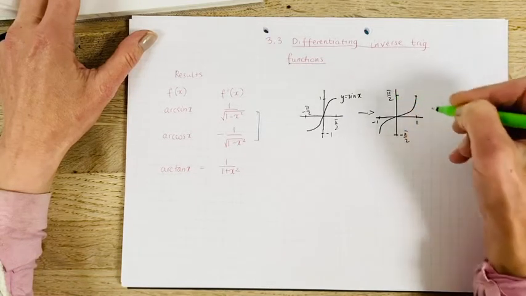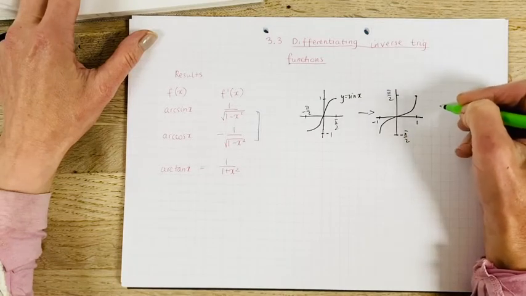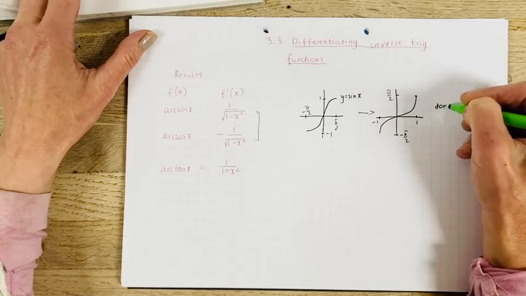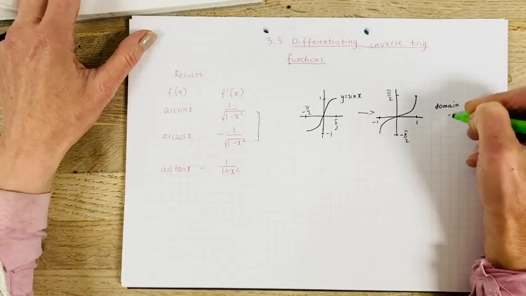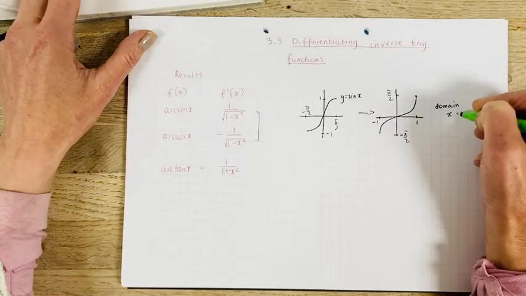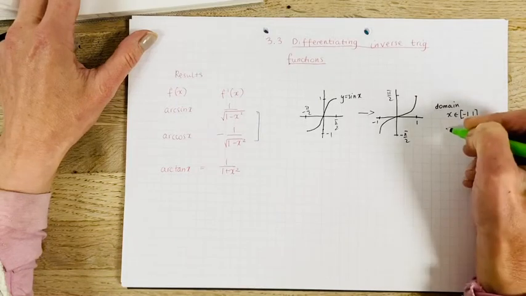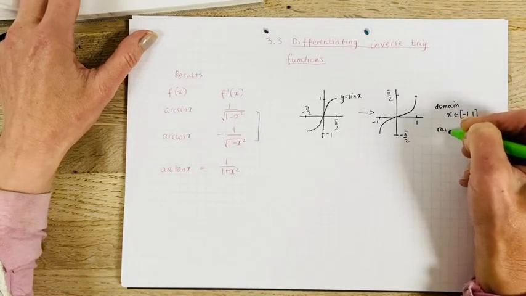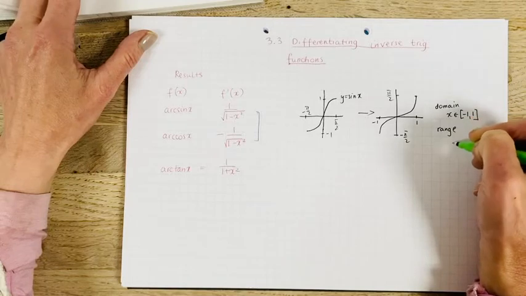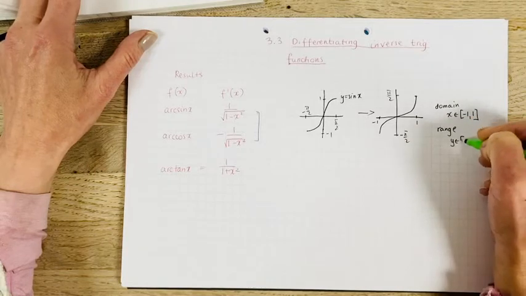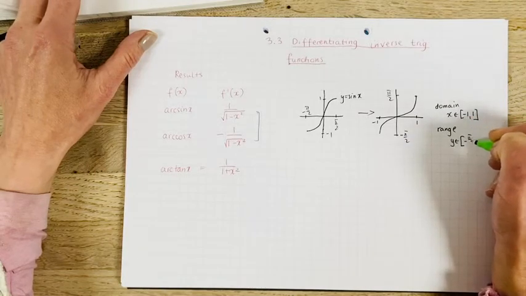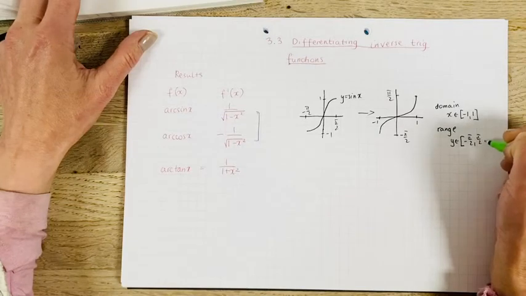So you can see that the domain is x's belonging to the interval between minus 1 and 1, and the range is all y's belonging to the interval between minus pi over 2 and pi over 2.